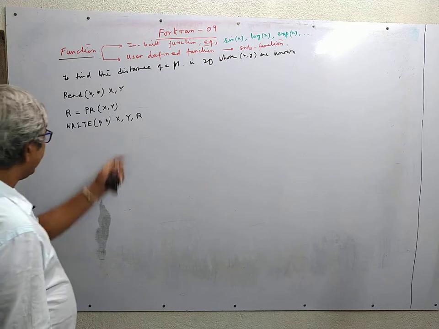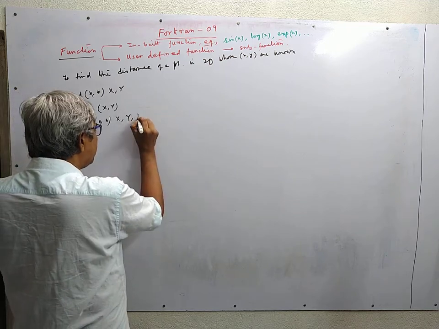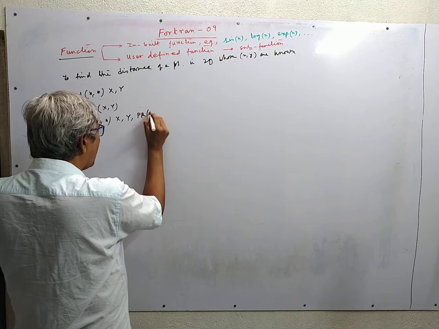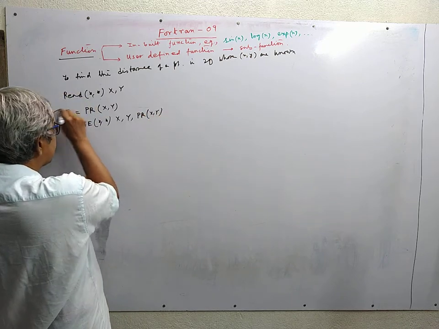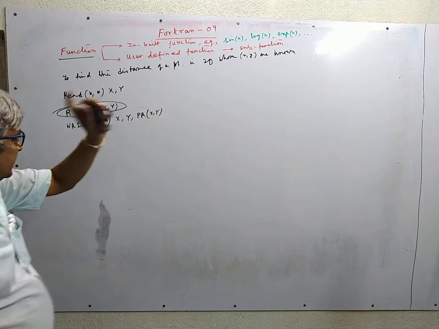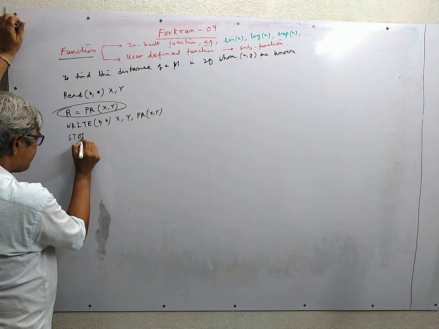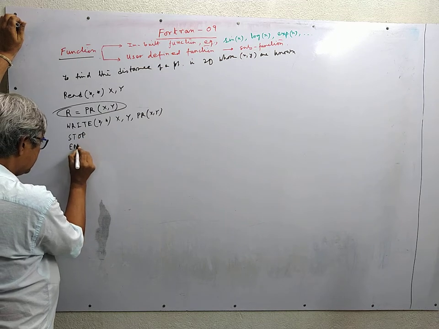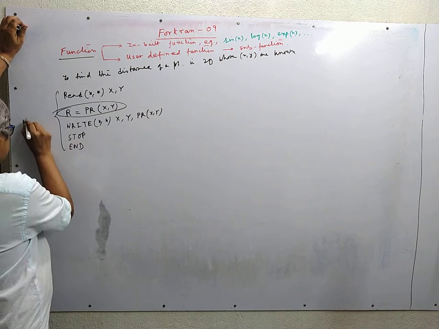Without introducing r, we could also write print PR(x, y) over there. In that case, this line is not at all needed. This will do. And then stop, end. This is the main program. This is program main.